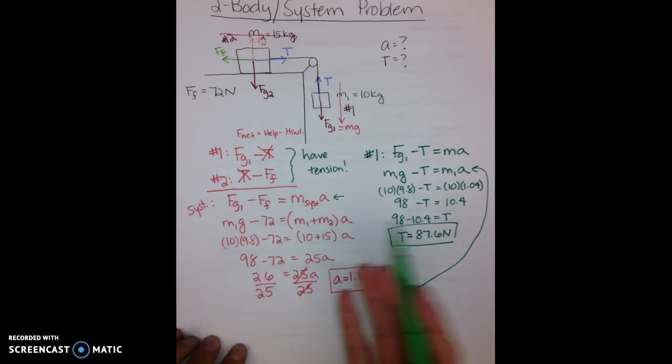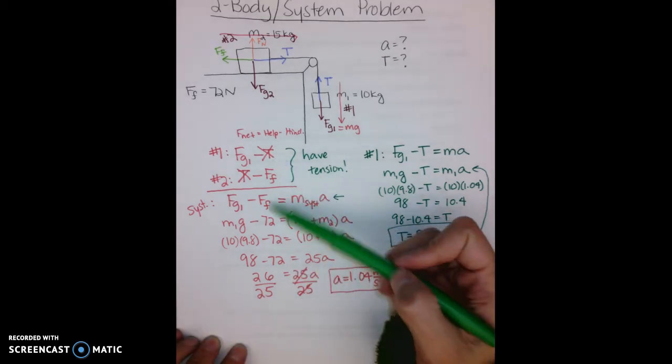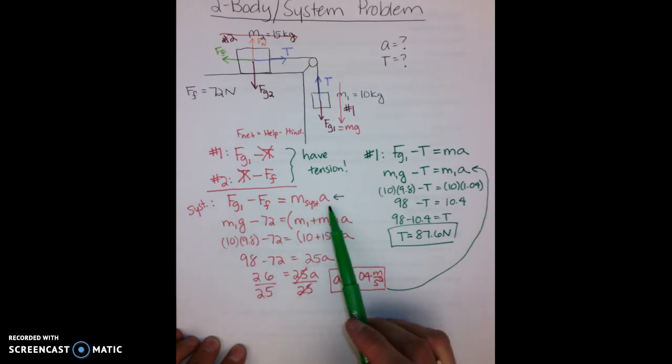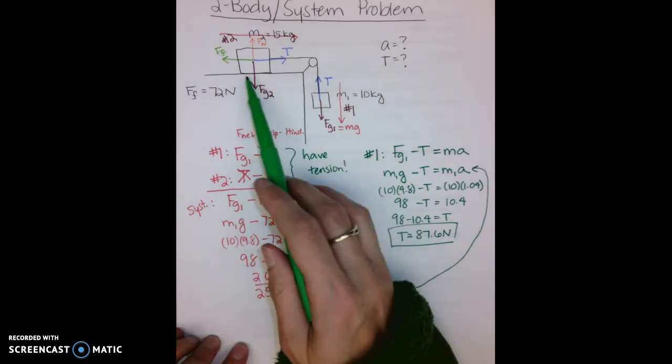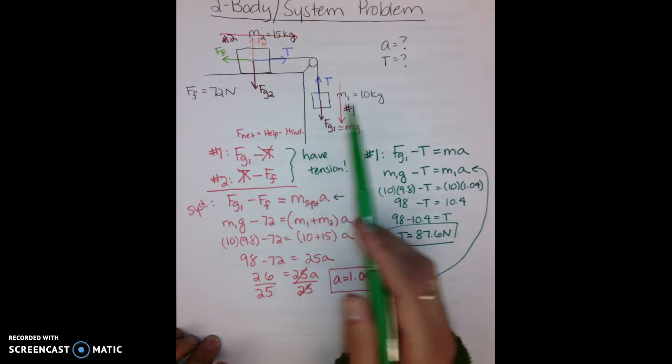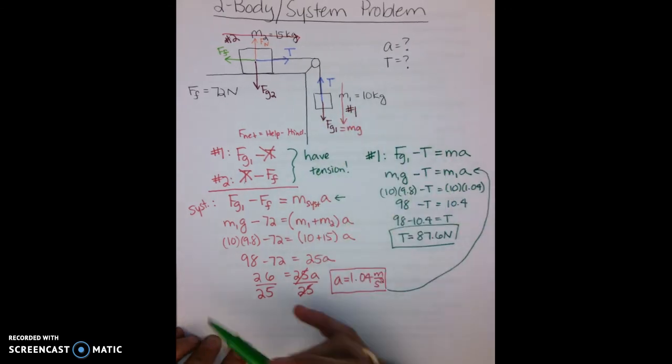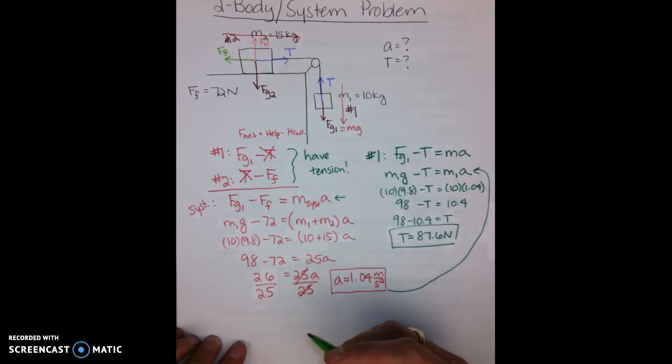Okay. So this system method, where you have the individual equations and then you combine them to get the system equation, will work for a system that has 2 objects, 3 objects, 4 objects, lots of different objects. So don't be afraid, just draw your free body diagram and write out those net force equations. Have fun!